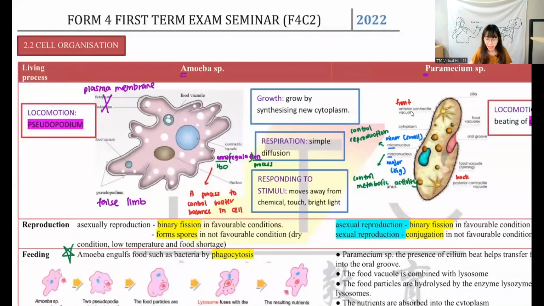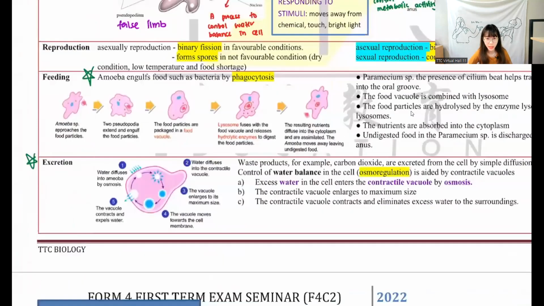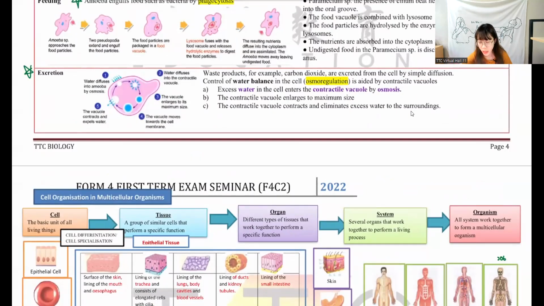Wait. Okay, because we have no time, let me finish off the last part. If you cannot finish the question, it's okay. I will just give you the answer after that. So let's move to the next part, page 5 and page 6.